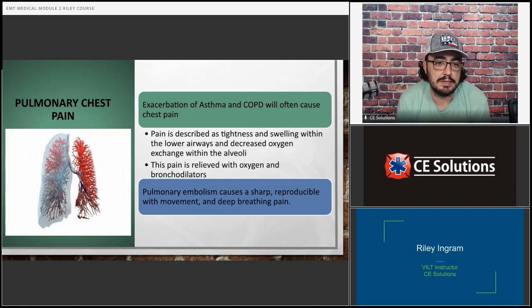It's described as tightness and swelling within the lower airways and decreased oxygen exchange within the alveoli. The pain is relieved with oxygen and bronchodilators. As soon as you can dilate them and open those bronchioles back up how they're supposed to be, you can start getting more oxygen into the system, and that starts to make the patient feel better. Pulmonary embolism causes a sharp pain that is reproducible with movement and deep breathing.